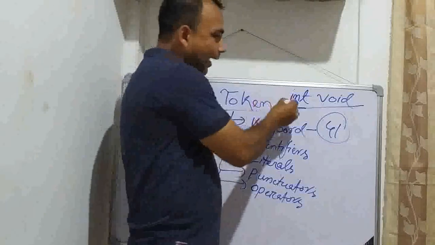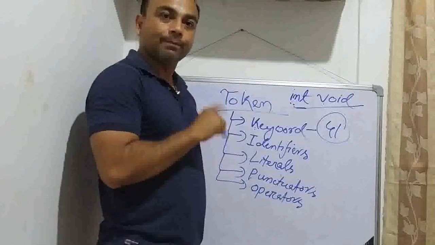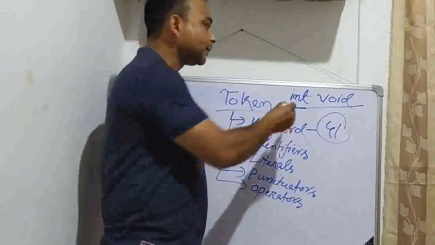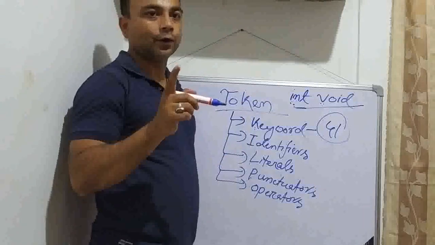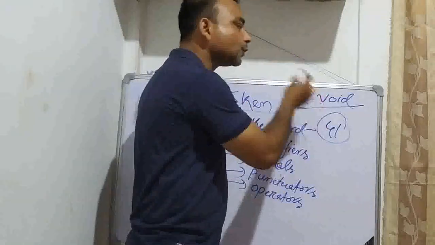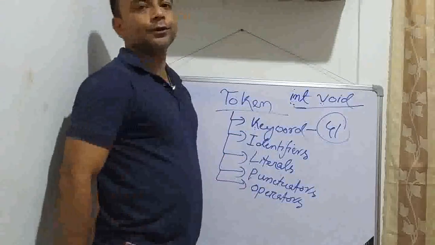Actually, you may not know what int means. Int is one keyword, but the language compiler directly understands what is meant by int. Similarly, you may not know the meaning of void, but the language compiler directly understands the meaning of void. So this is the keyword.